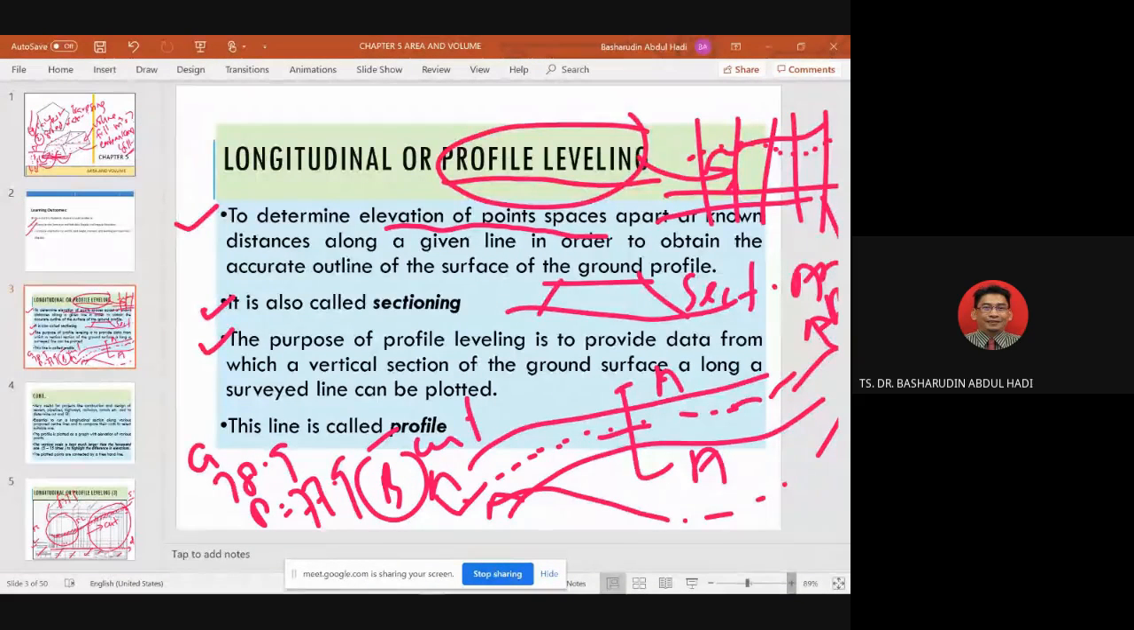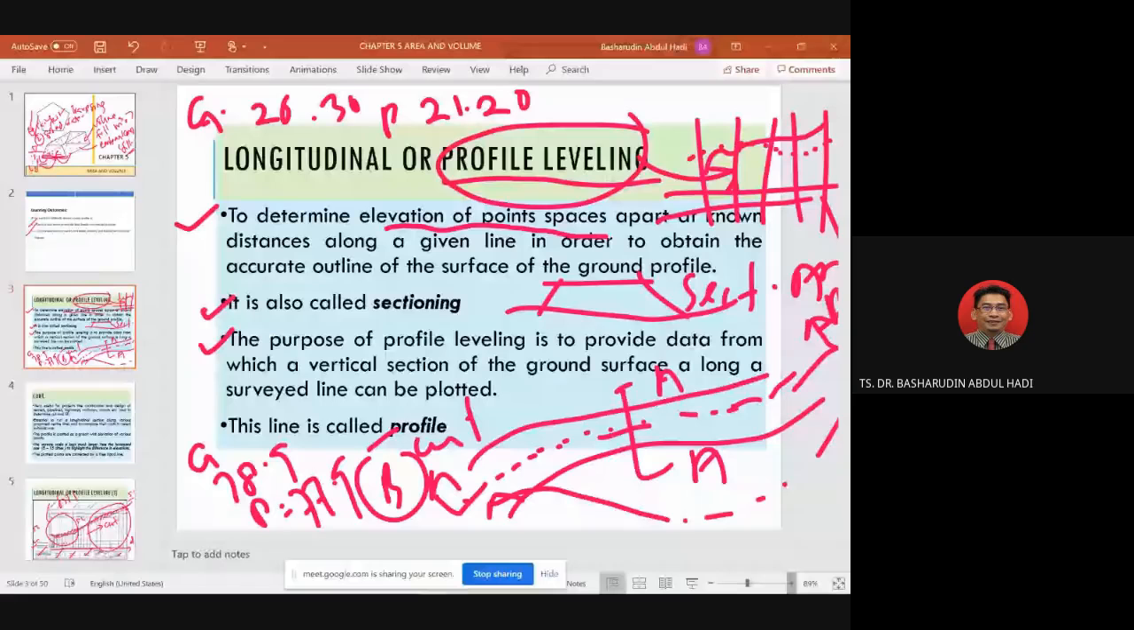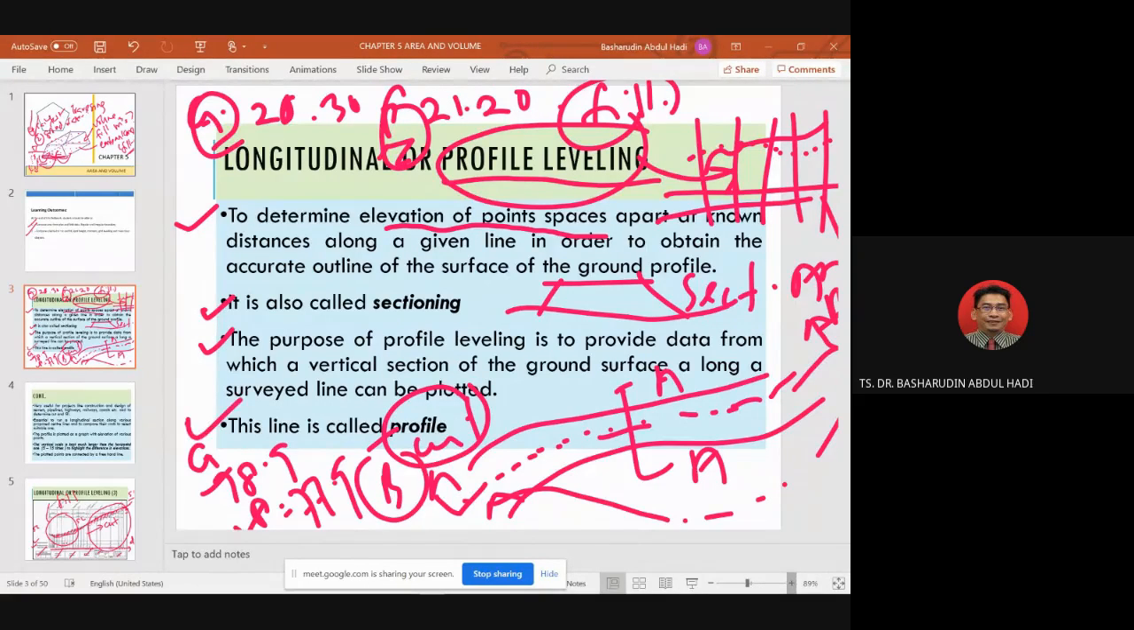If the ground value is like this, say 20.30, and your proposed is 21.20, in this case you must fill. So this is the ground, and this one is the proposed. This one must be filled. If the ground is 78.9 and the proposed is 77.9, we should cut it. Okay? So this line is called a profile.